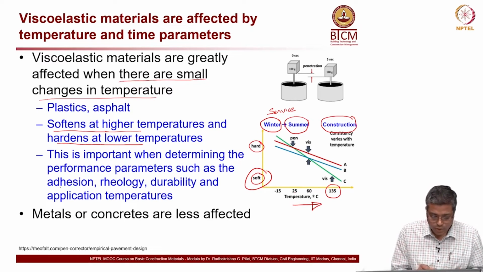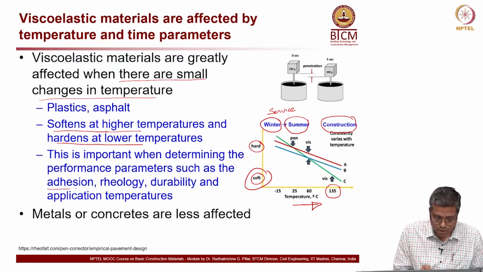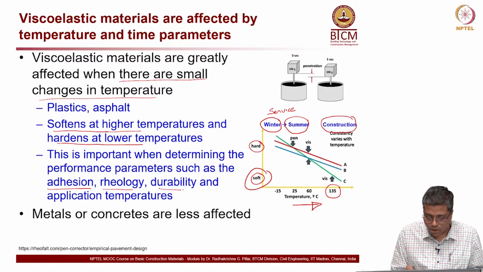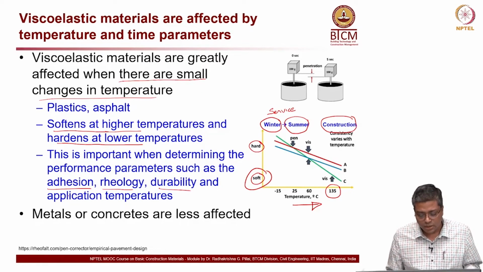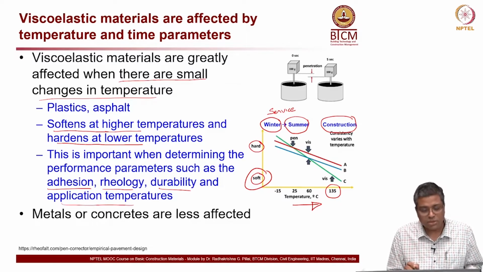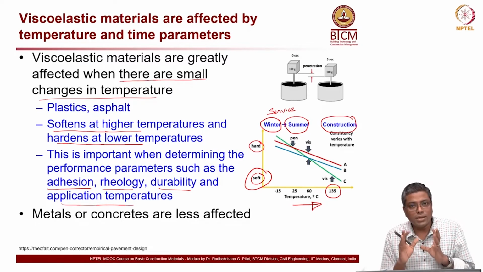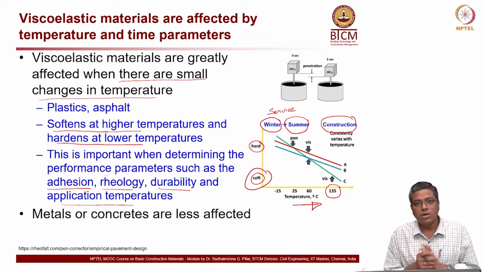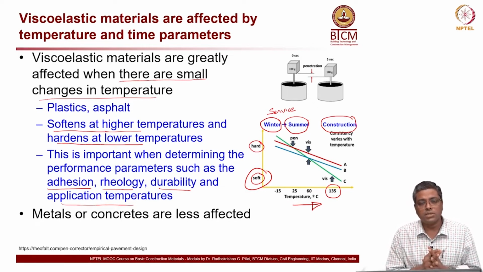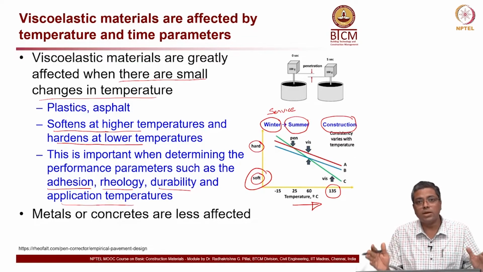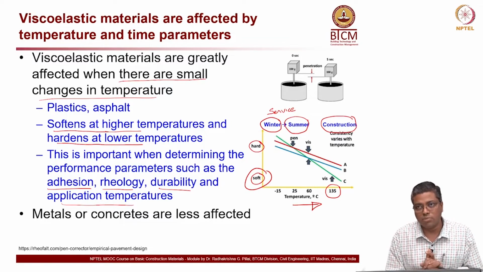Okay. So, these parameters are important when we talk about adhesion, rheology, durability, and many other things. The temperature at the construction site or the ambient temperature conditions for the material throughout the year must be considered before you select a material.